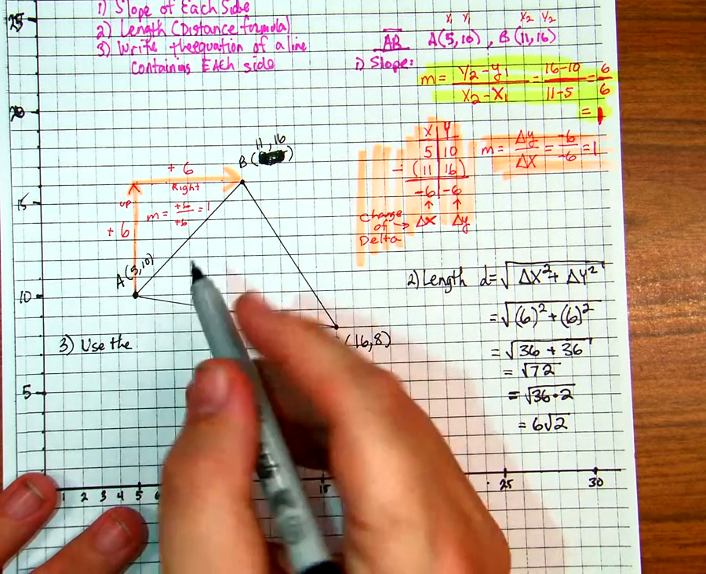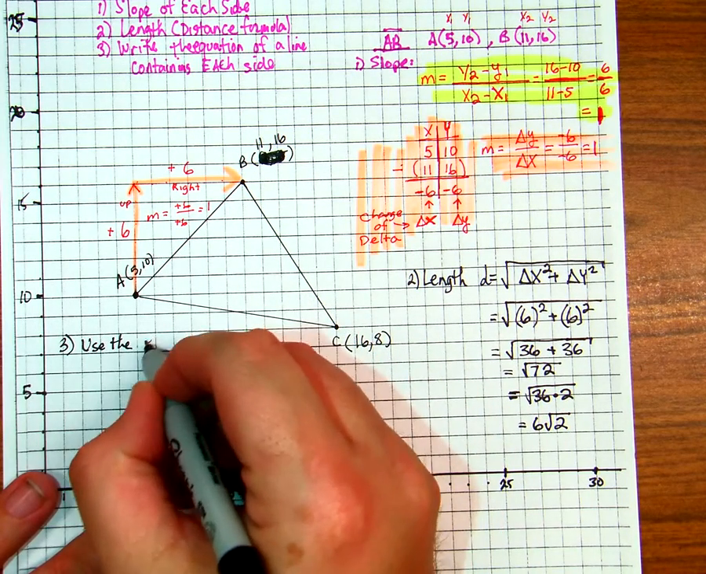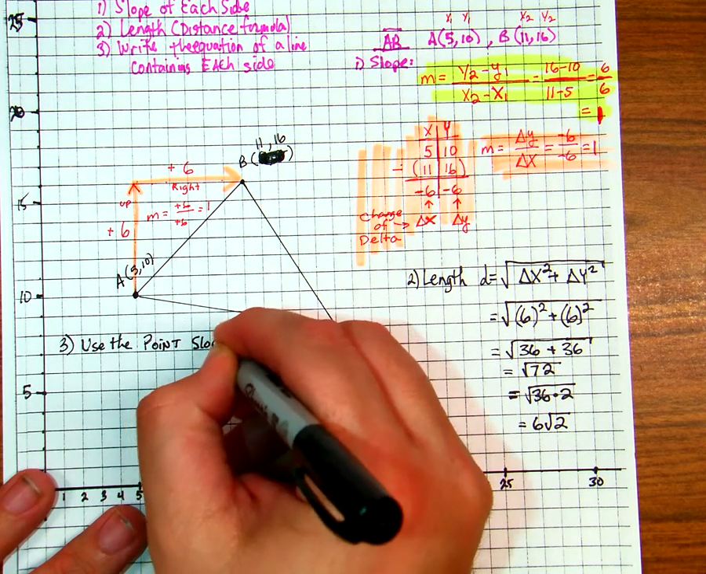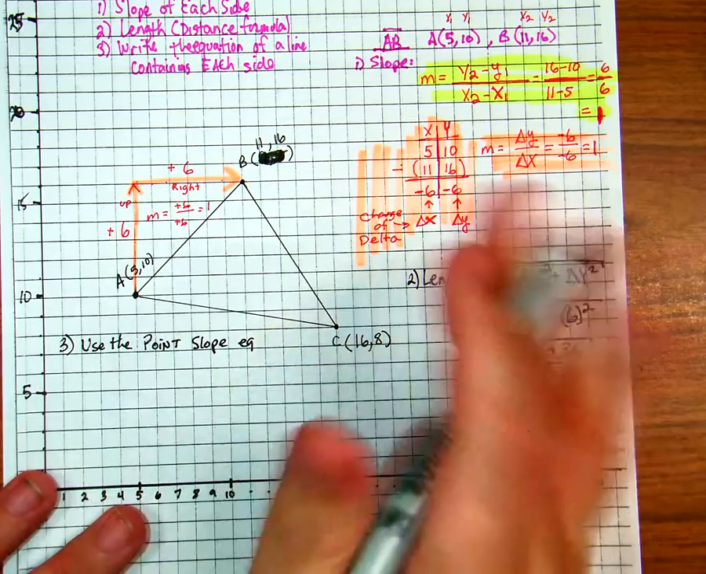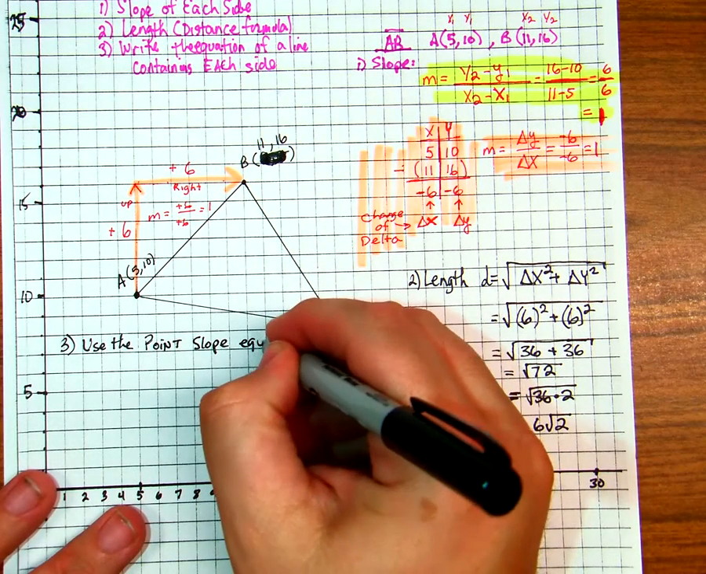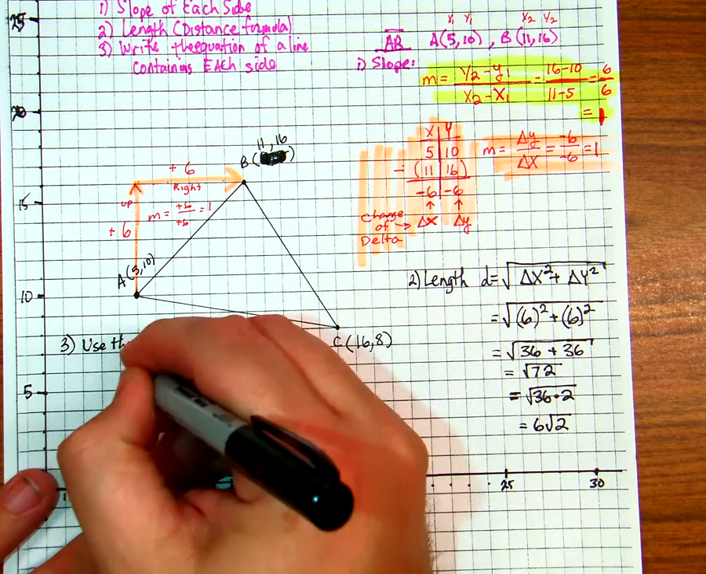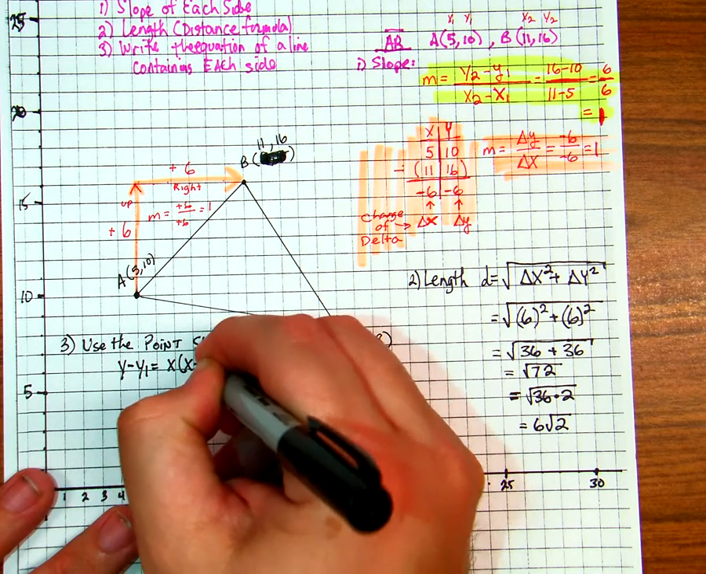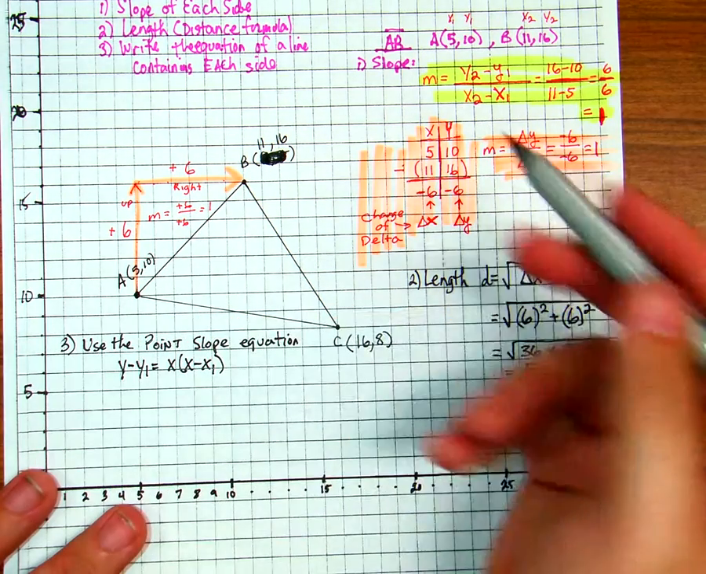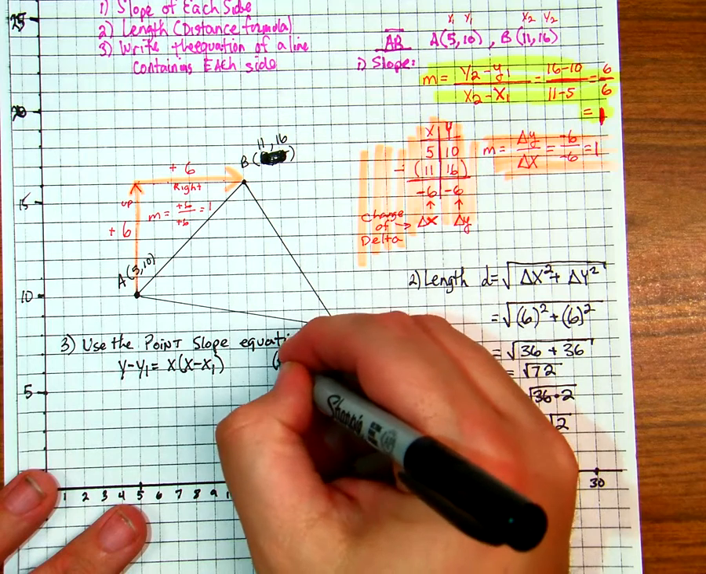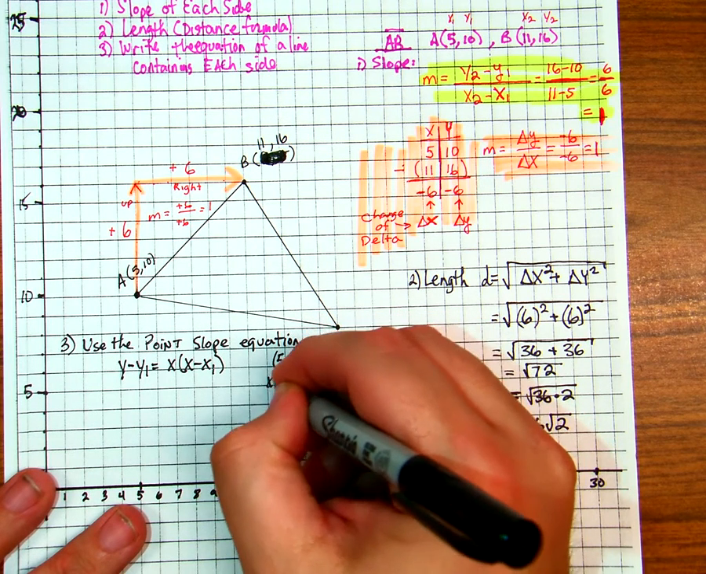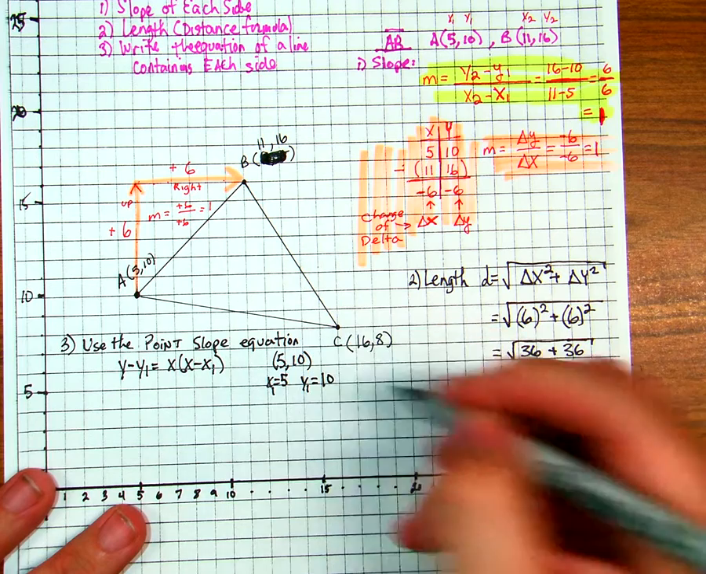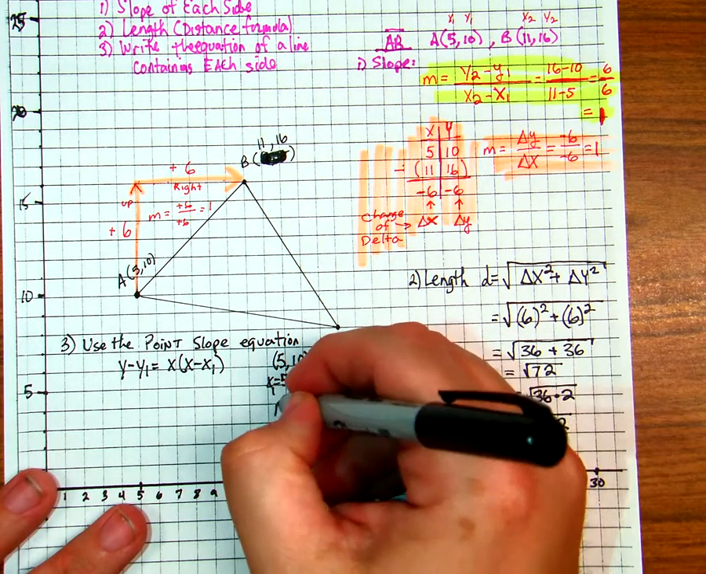Use the point slope equation. You don't have to write this down. You guys can pack up because you're going to leave in a second here. Equation: y minus y1 is equal to m times x minus x1. Pick a point. I'm going to use 5, 10. So x1 is equal to 5, y1 is equal to 10. I know my slope, that's an m. Slope is equal to 1.